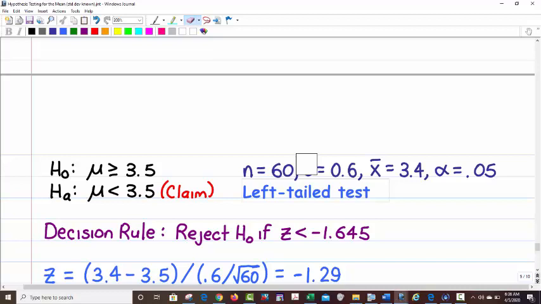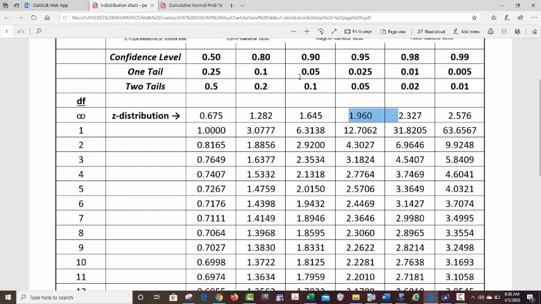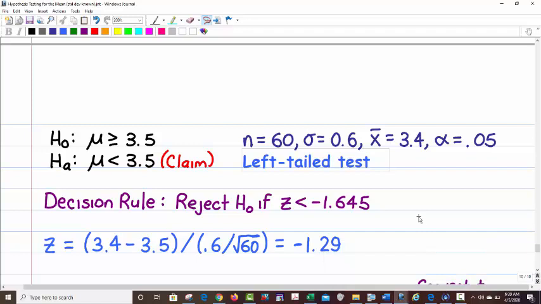Here's the pertinent information. N is 60, population standard deviation is 0.6, sample mean is 3.4, and alpha is 0.05. So using decision rules, it's a left-tailed test, so you always start out with reject the H0 if z is less than some number. We're looking at one-tailed, 0.05, but we have to make it negative because it's left-tailed. One-tailed 0.05 is 1.645, but it's negative 1.645 in this problem. So we're going to reject the H0 if z is less than negative 1.645.